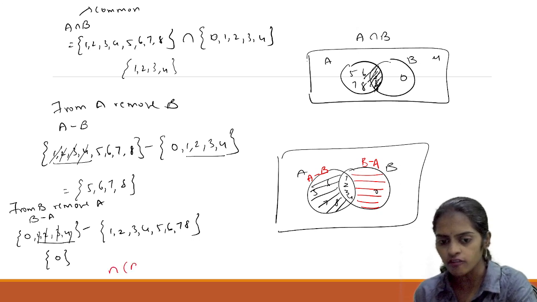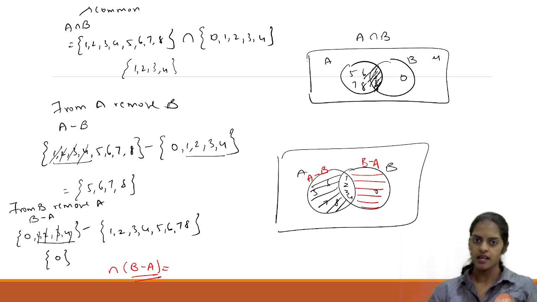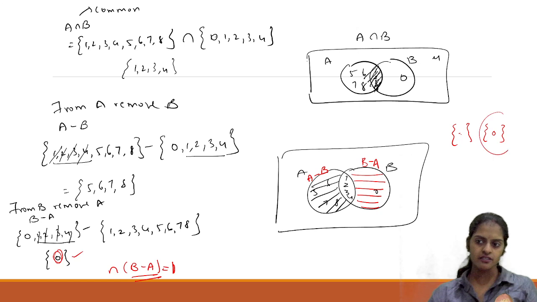Now if they ask you n of B minus A, that means how many elements are there in B minus A? First you will find B minus A. I found B minus A, I got 0. So how many elements are there? One element is there. See, 0 is there. Okay, there is a difference between null set. Null set has nothing inside it. But if you have 0, many students get confused. This is not null set. This is null set. Here 0 elements are there. If I ask you how many elements are there in null set, you say 0. But how many elements are there in this set? Number of elements, suppose if this is set A, how many elements are there in A? If I ask you, it is 1.